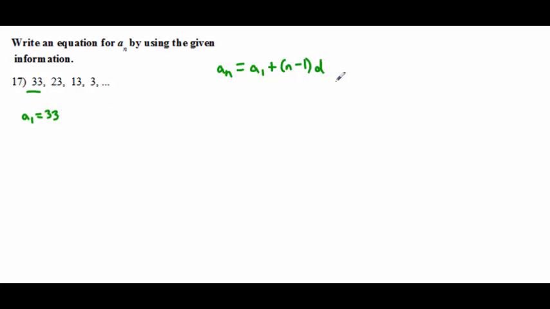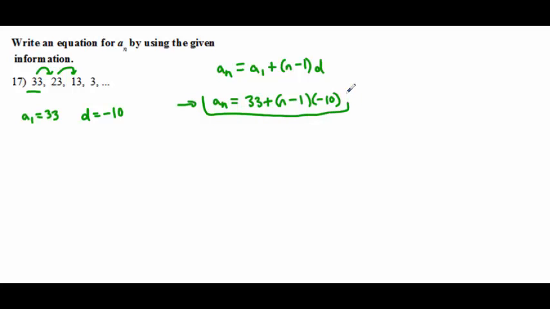And then the common difference, d, is what am I doing to get to each of these? Negative 10, minusing 10. I'm subtracting 10. And so now I can fill this in. a n equals 33 plus n minus 1 times negative 10. And if this was free response, we would stop here and say, hey, this is my answer.